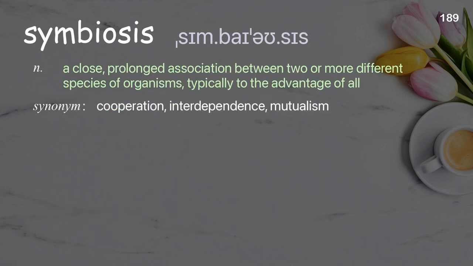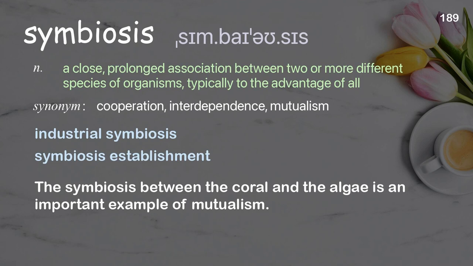Symbiosis: a close, prolonged association between two or more different species of organisms, typically to the advantage of all. Examples: industrial symbiosis. Symbiosis establishment. The symbiosis between the coral and the algae is an important example of mutualism.